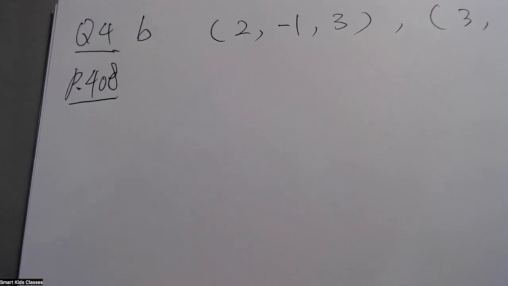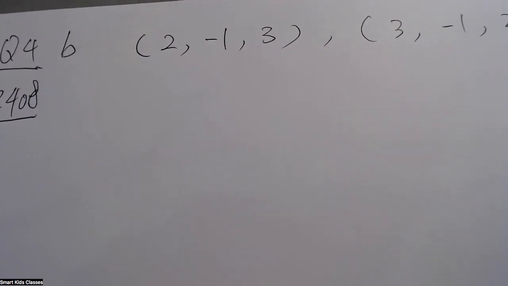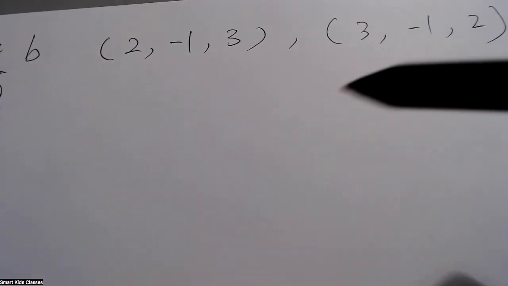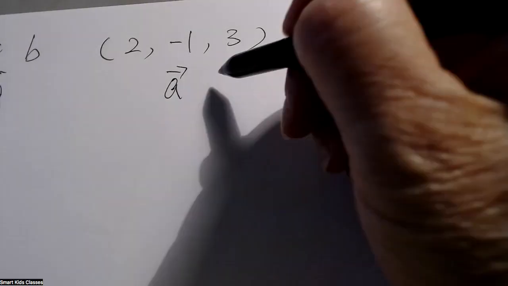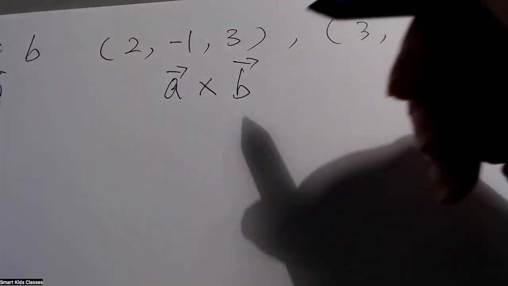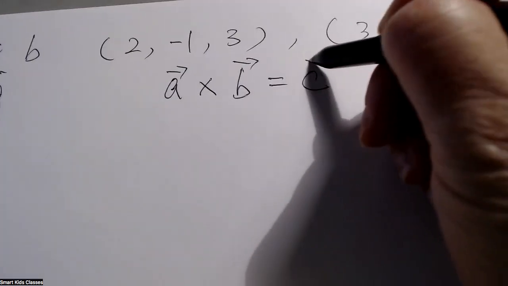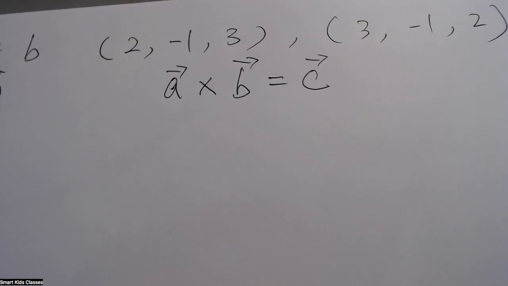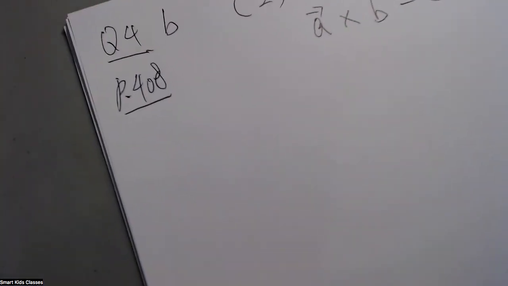Now the next question is question 4b on page 408. It's given by 2 vectors. We're going to call the first one vector A, cross the second one called vector B, and we're going to give the answer as vector C. Now let's start doing the crossing.